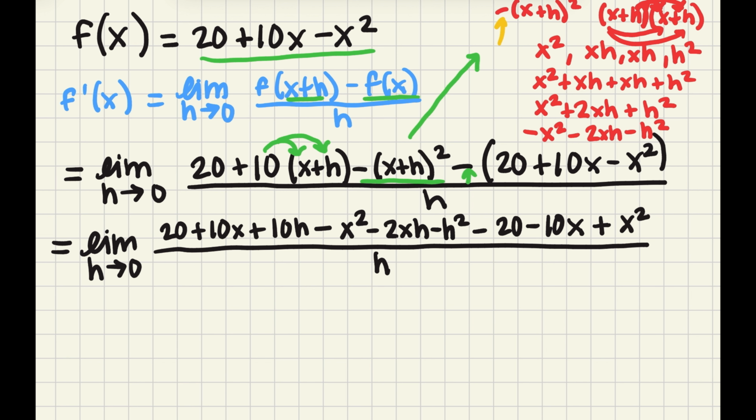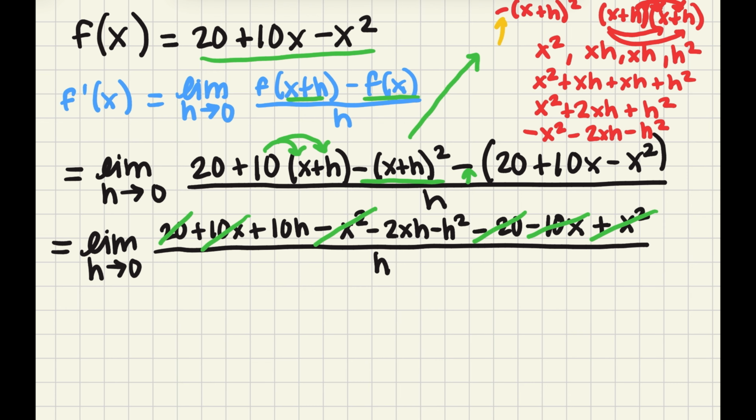Okay, so let's see what cancels out. Already I see positive 20 will cancel out with the negative 20. The negative 10x will cancel out with the positive 10x. The negative x squared will cancel out with the positive x squared. And that will be it.